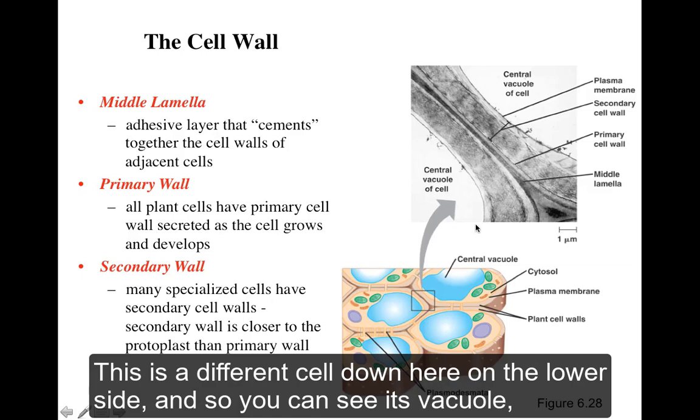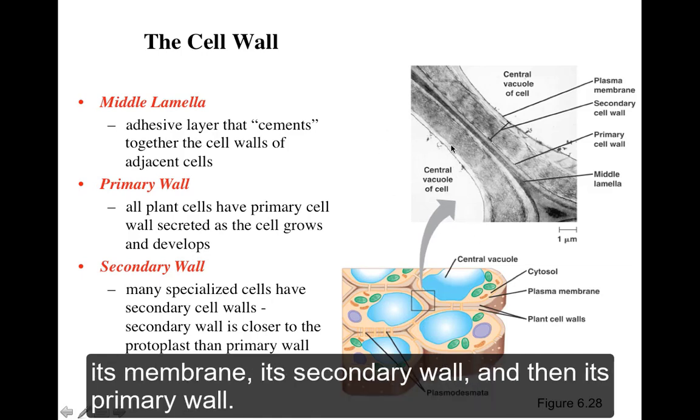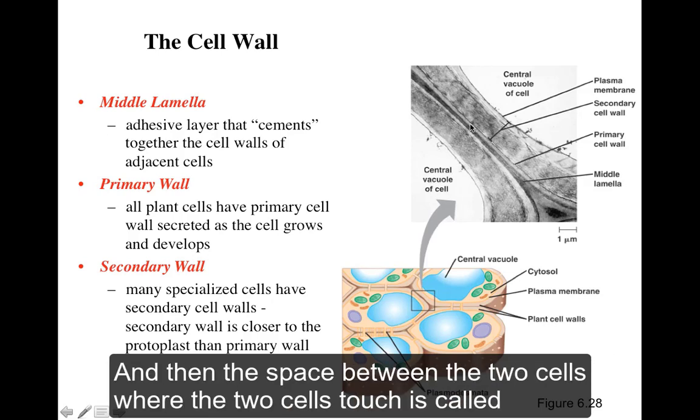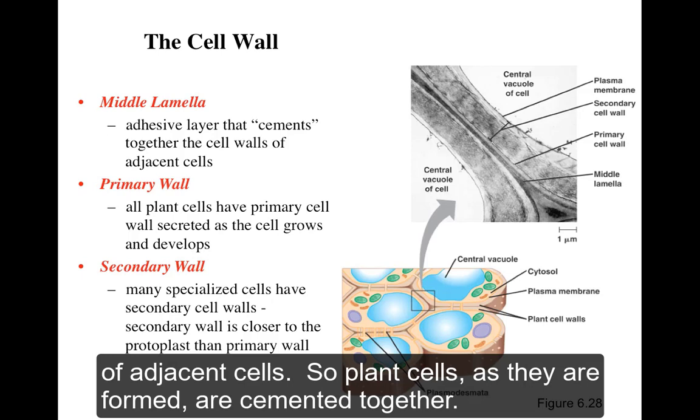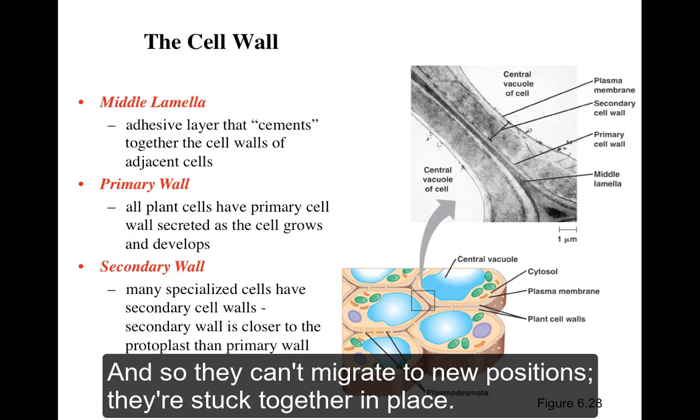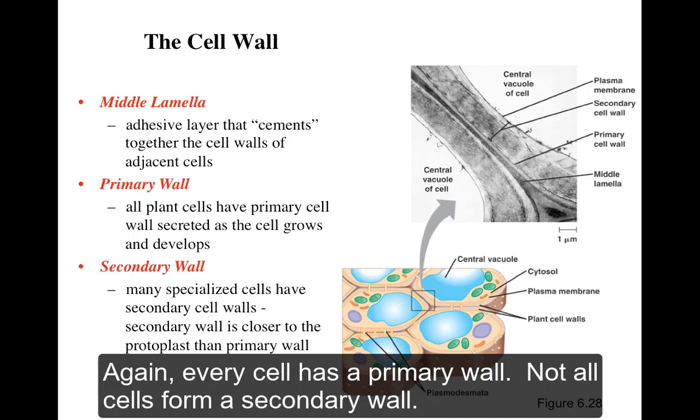This is a different cell down here on the lower side. And so we can see its vacuole, its membrane, its secondary wall, and then its primary wall. And then the space between the two cells where the two walls touch is called the middle lamella. And it's adhesive and it cements together the cell walls of adjacent cells. So plant cells, as they are formed, are cemented together, and so they can't migrate to new positions. They're stuck together in place. Again, every cell has a primary wall. Not all cells form a secondary wall.